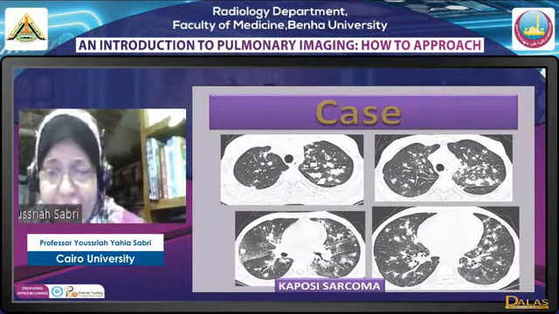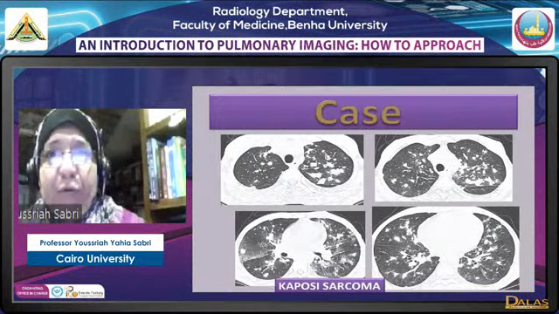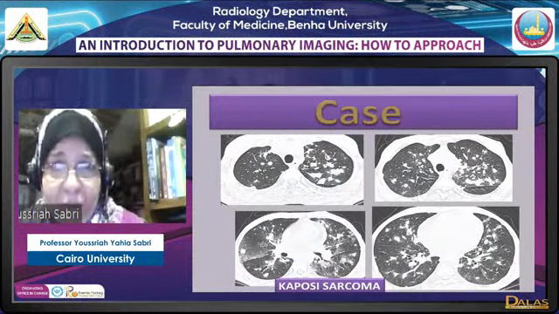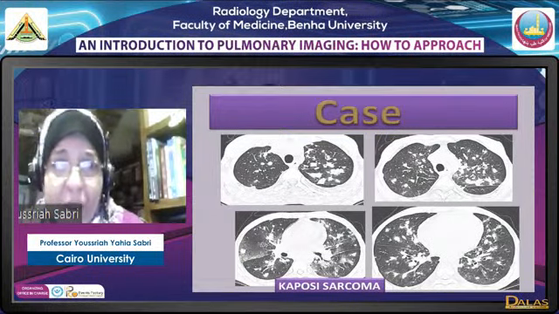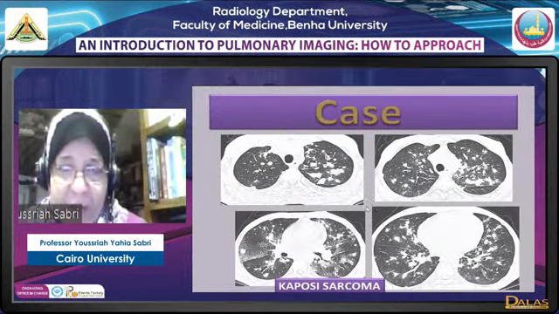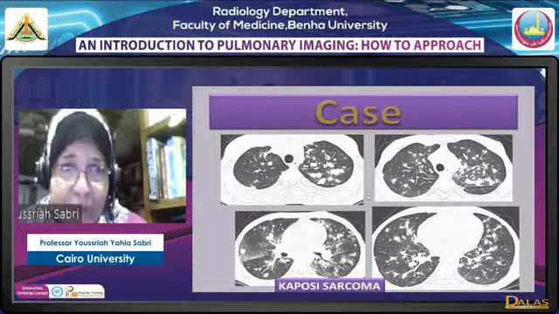Again, to strengthen the point, when we have well-defined nodules, we have to consider metastasis. Irregular nodules, we are dealing with something which is different, inflammatory or infection, and in some patients we may be dealing with things like Kaposi sarcoma, which is actually a virus-related sarcoma most of the time.